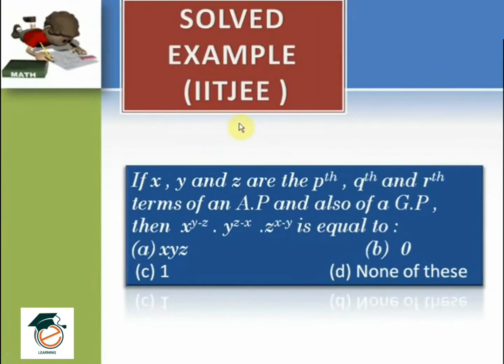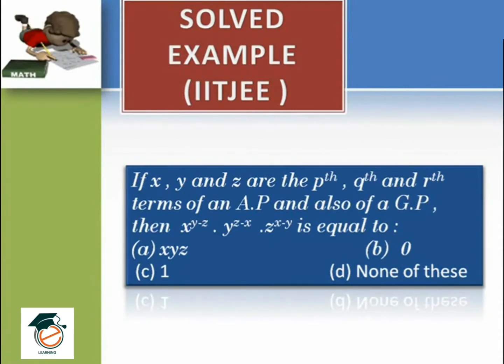Now let's try to solve an IIT problem based on the above formula. If x, y and z are the pth, qth and the rth terms of an AP and also of a GP, then x to the power of y minus z into y to the power of z minus x into z to the power of x minus y is equal to: option A is xyz, option B is 0, option C is 1 and option D is none of these.